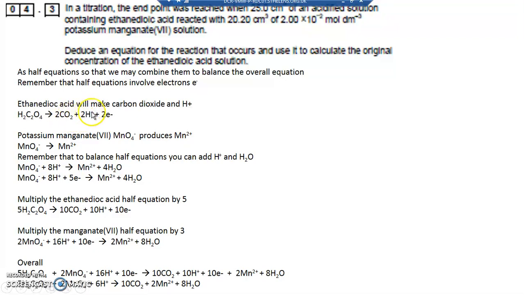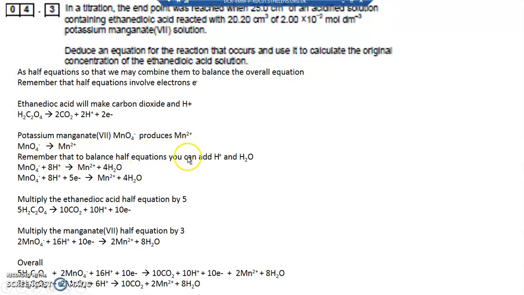And then I've made two pluses on the right hand side, so I'll need 2 electrons. Remember, half equations need electrons to balance them, because I've got no charges on the left and I've got 2 pluses on the right. I'm going to need 2 minuses on the right to cancel that out. Now, potassium manganate(VII) is MnO4 minus. You need to remember that, and you need to remember that it makes Mn2 plus. So I've got MnO4 minus and Mn2 plus. That's just something you need to learn. From that point onwards, you can work it out.